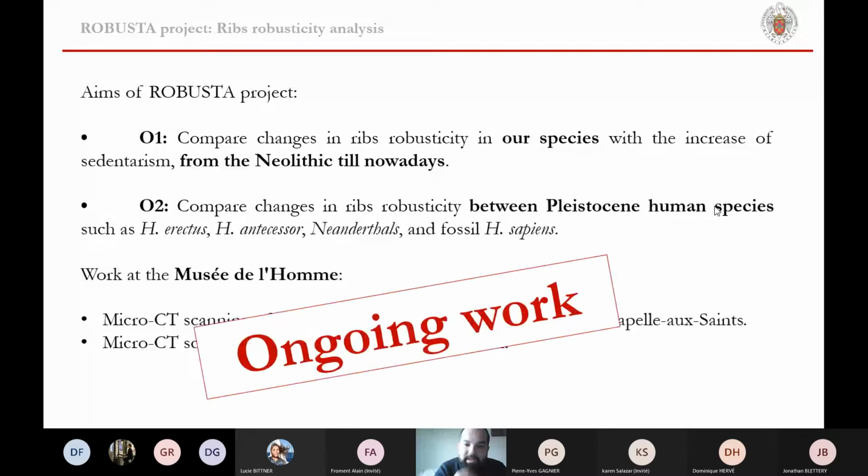But I have to say that this is still ongoing work. Scanning and analyzing is not a simple process. It has a long protocol, and it's still ongoing. So hopefully in the near future, I will be able to tell you more about our results.